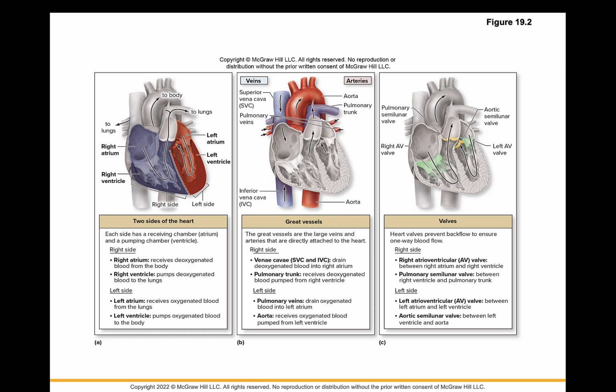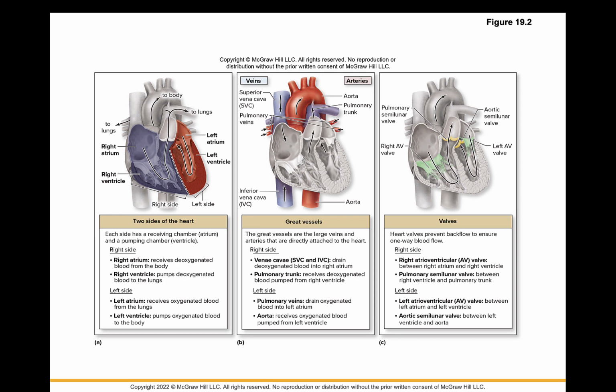The second panel here is actually showing us the great vessels of the heart, and we can see veins and arteries. On the right side, we see the two vena cava, superior and inferior. And remember, these are returning deoxygenated blood to the right side of the heart. If we look at the pulmonary trunk, I want to take a step here, okay? Now, generally, when we look at the color coding, blue is going to indicate deoxygenated, and red is indicating oxygenated. This is important to keep in mind.